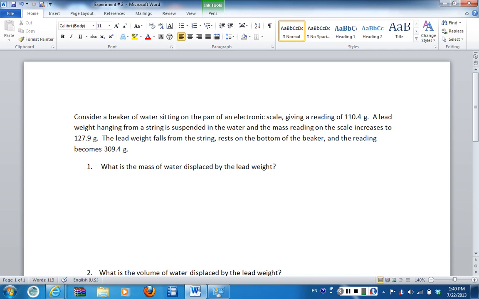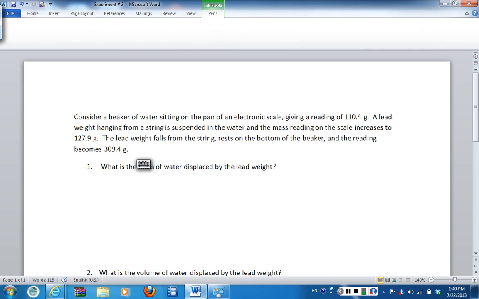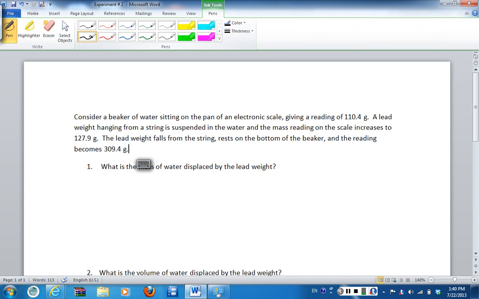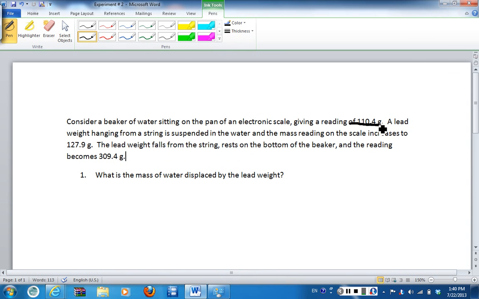Okay, so question number 1, what is the mass of the water displaced by the lead weight? Okay, so with this, what we're looking for is we originally have a reading of just the beaker of 110.4 grams. Okay, and if we read the next sentence, it goes to 127.9 grams. So basically, all we have to do is subtract these two numbers. Okay, so we would have 127.9, and we would subtract the initial amount of just the beaker.